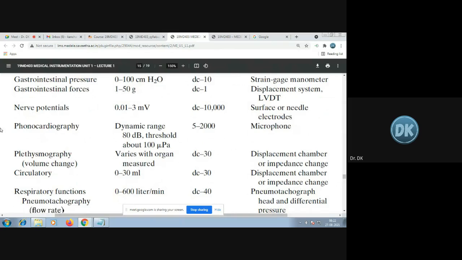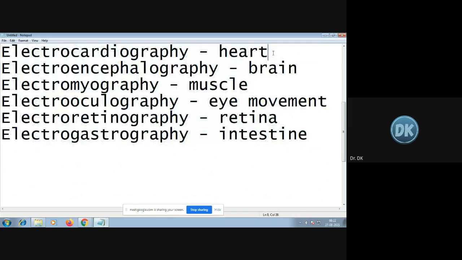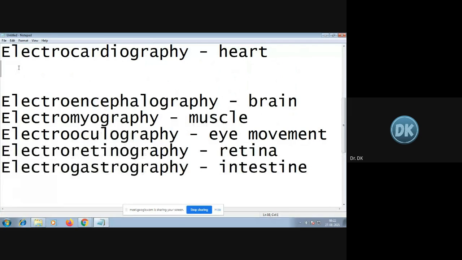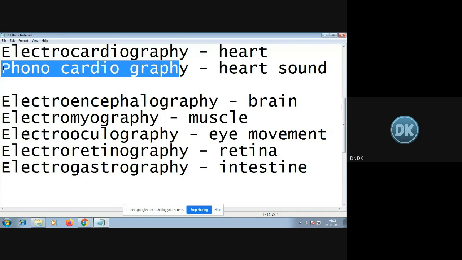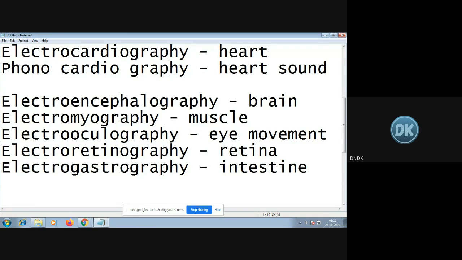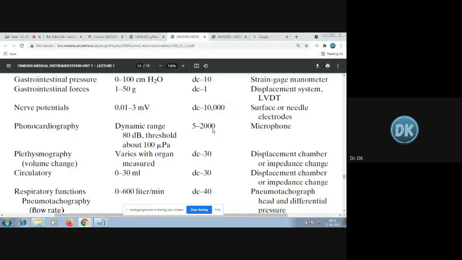And then there is another term called phonocardiography. Here we have seen electrocardiography, right? If I just put phono here, phonocardiography. We already know what is cardio. Cardio refers to heart, graphy refers to the technique. Phono refers to sound. So we are going to study the heart sound. That is phonocardiography. This is another topic which you'll be studying in your higher semester papers. Right now we won't be discussing that in detail.